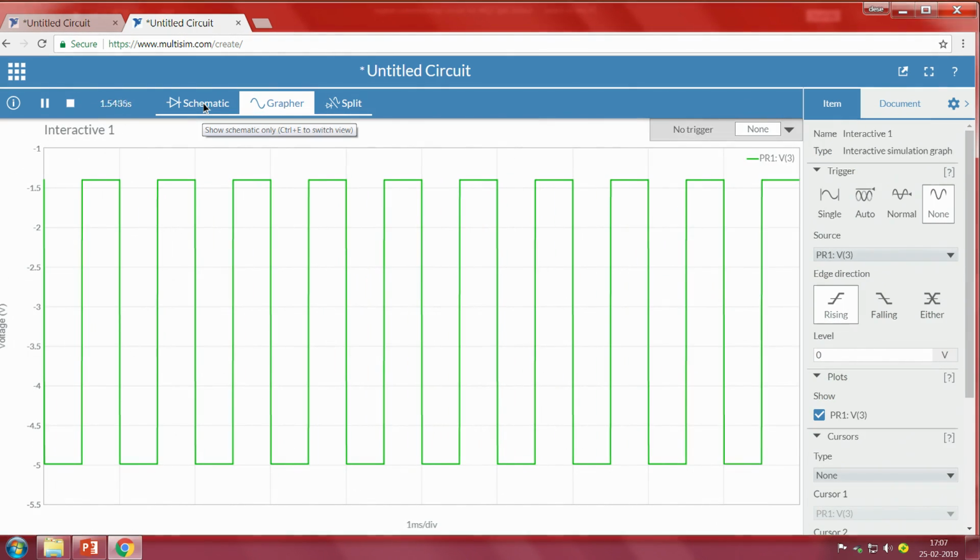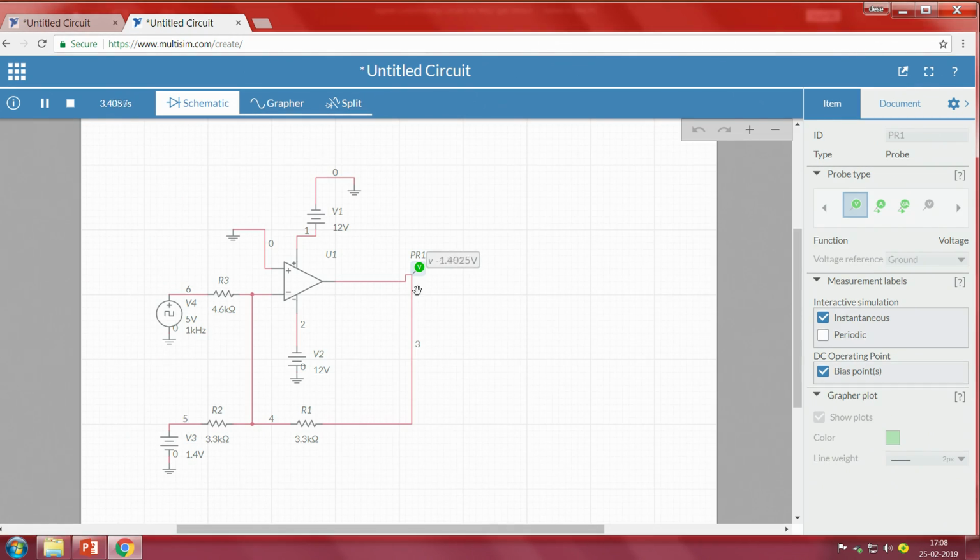This is your negative. As you can see, it is inverted, -5, and you are getting -1.4. So this is your inverted output. Going back to my schematic here, you can see when your input is 0, the output remains at 1.4 volt, that is minus 1.4 volt.